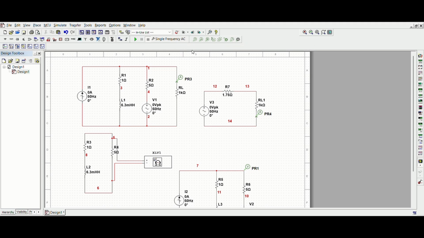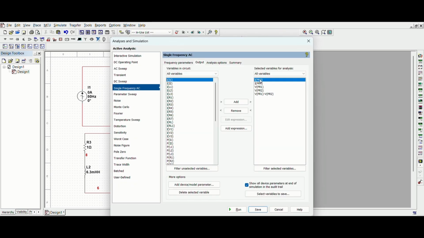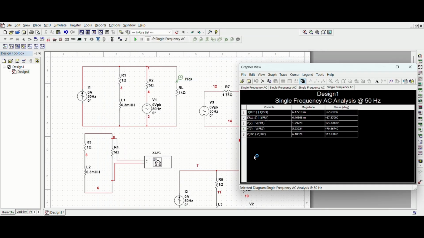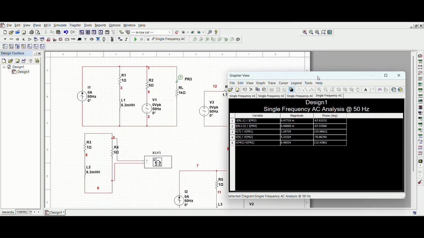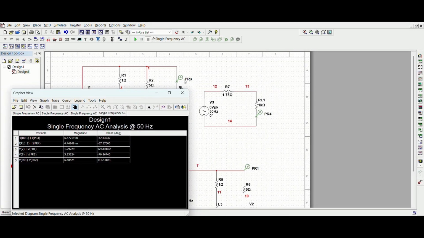For that, I have added a current probe in both of the circuits. As you see, the current probe is already added. We just need to run this simulation. As you see, PR3 and PR4 have the same value.